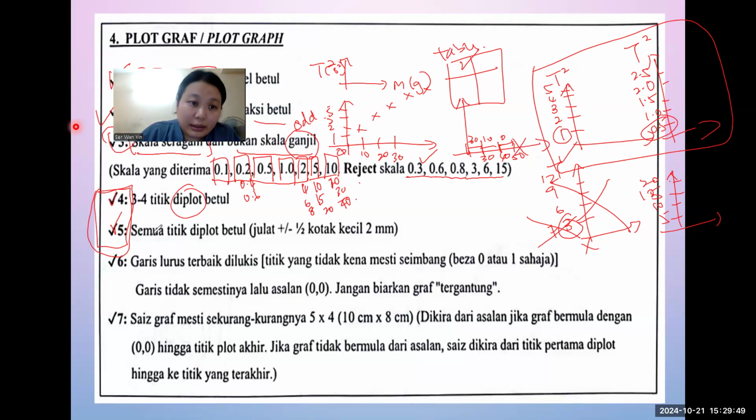Okay, if you plot correctly based on your table, even though your data is wrong, you still get the mark. You still get the tick. Then, best fit line. Best fit line means the points that don't touch the line must be balanced. The difference is zero or one only. What is that? It's like this.